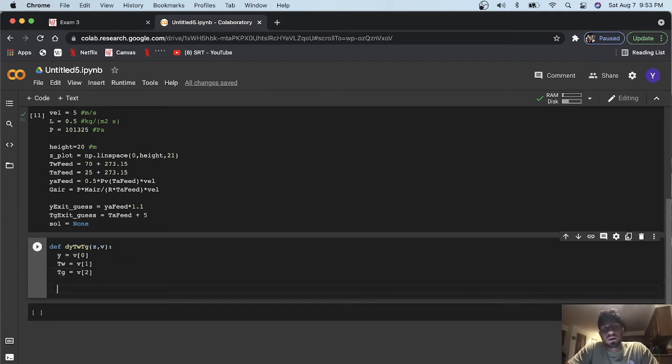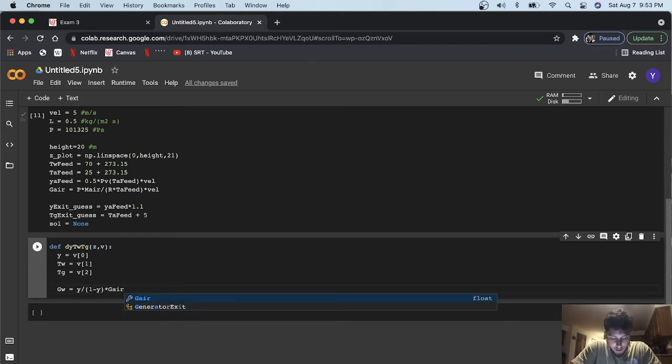And what else we're going to need to solve this function to get the change in the mole fraction, the change in the temperature of the water, and the change in the temperature of the gas is we're going to need to define some certain equations. So we're going to need the gas flow rate of the water, and that's going to be equal to the mole fraction divided by 1 minus the mole fraction of the water. We're going to multiply it by the gas of the air multiplied by the molecular weight of the water divided by the molecular weight of the air.